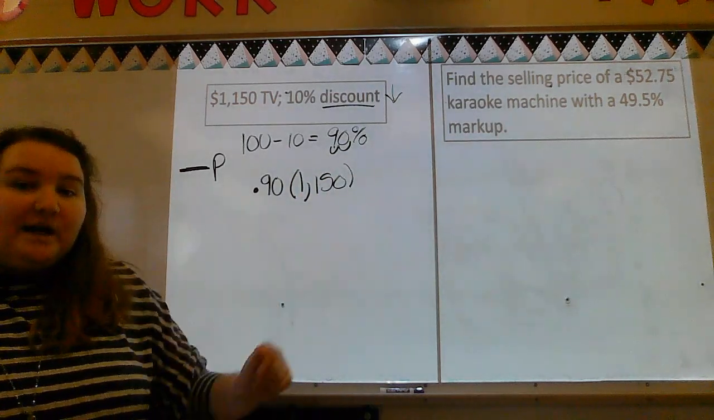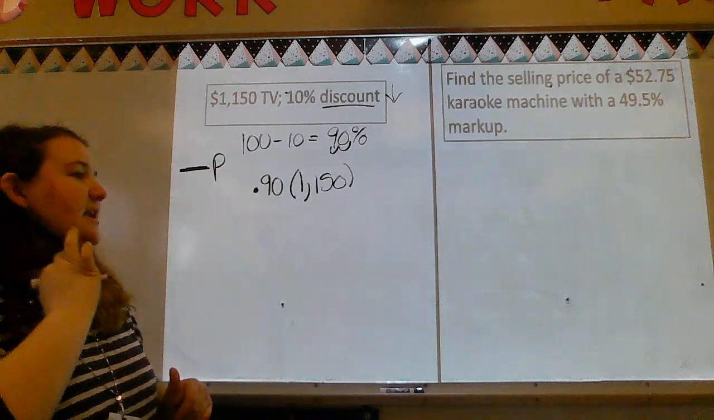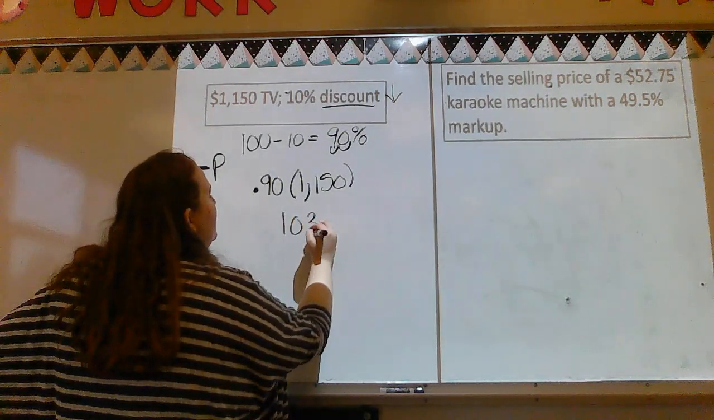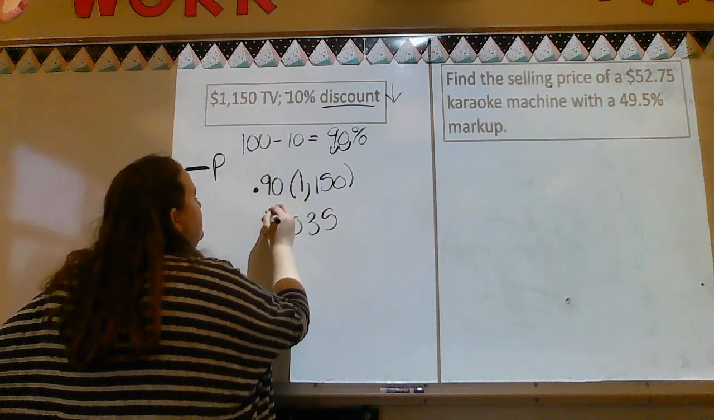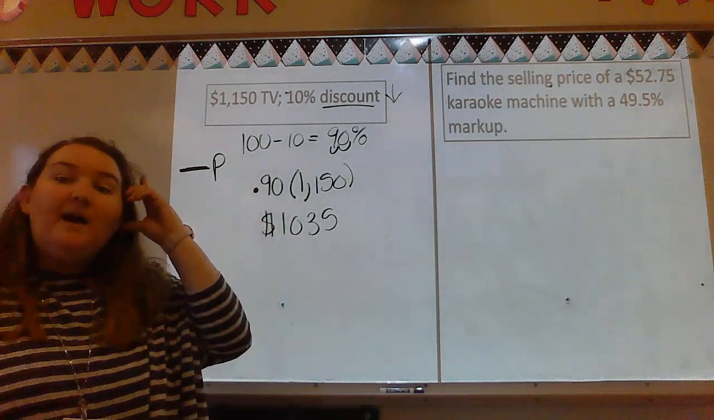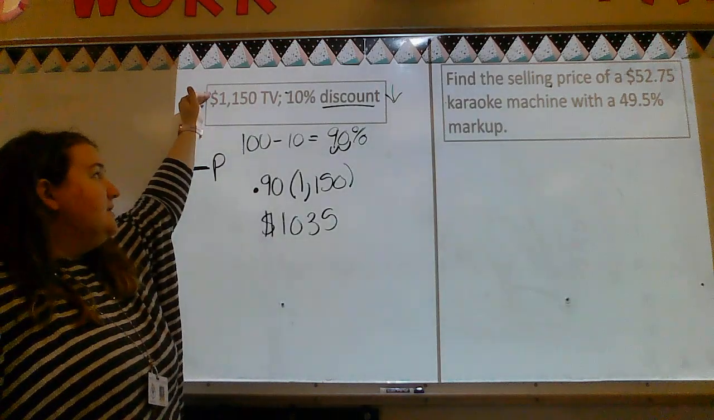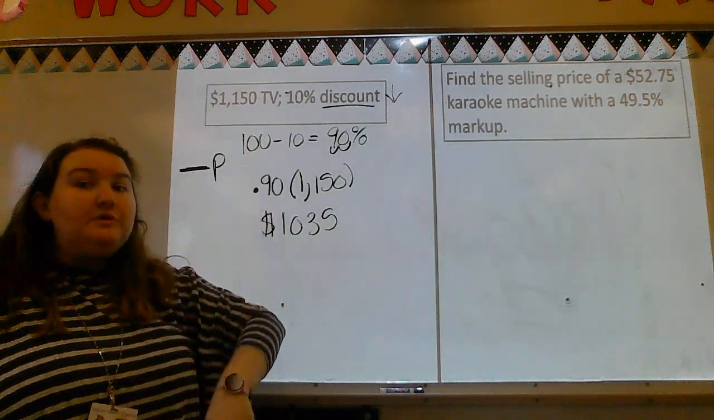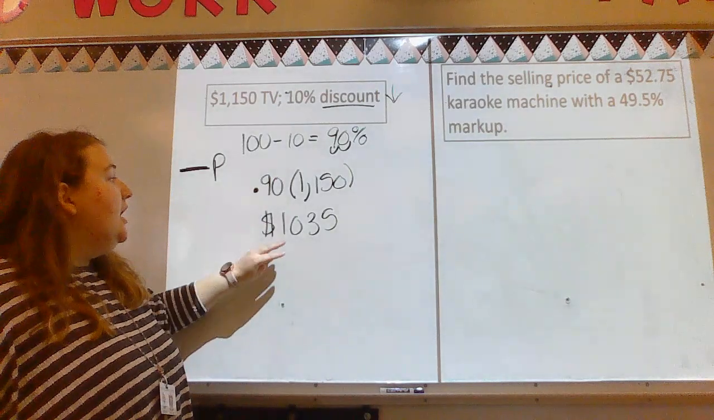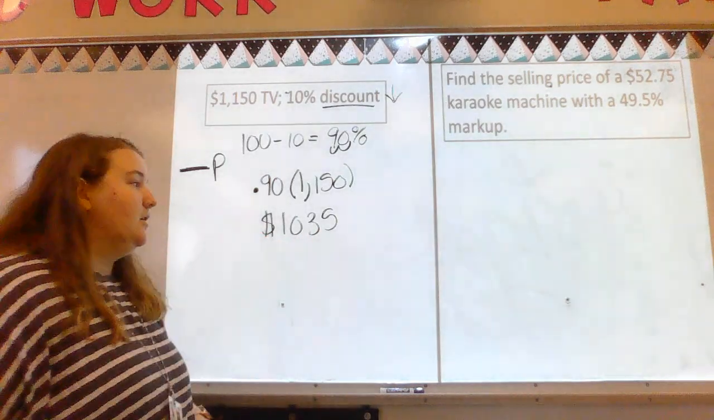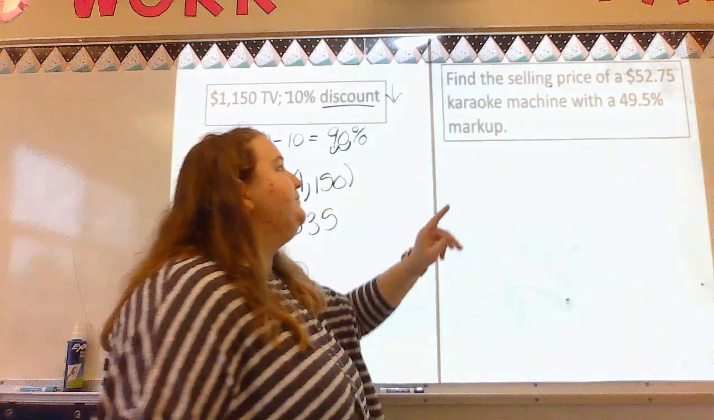okay? When you multiply those out, you should get a number that looks like $1,035, okay? And think about it logically, right? You start with $1,150 and you do a discount, so you lose money, you take some down. So as long as your final answer is lower, then you know you're on the right track. Okay, let's look at the second one.